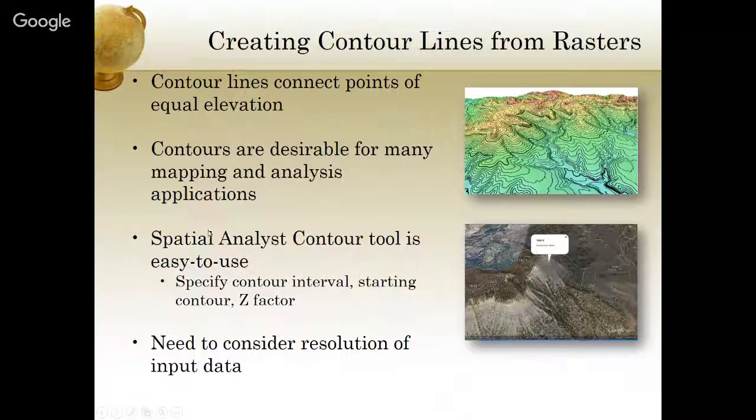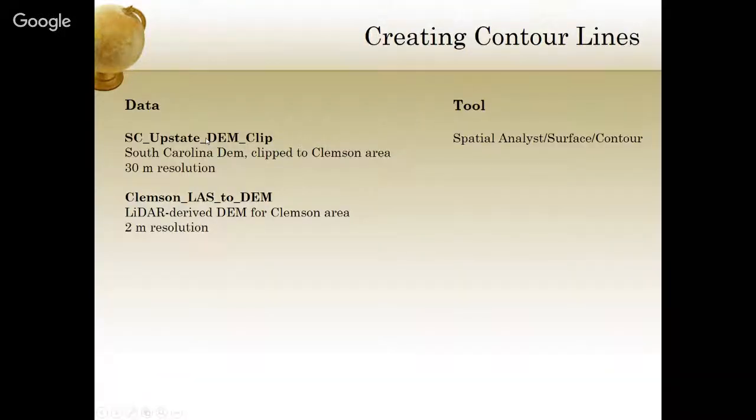The Spatial Analyst contour tool is very easy to use. We just need to specify our contour interval, or the spacing between contours, the starting value, and we can also apply a Z factor. So if our elevation data are in meters, we can output contour lines in feet, and vice versa. We'll take a look at generating contours from two different elevation data sets, one with a 30-meter resolution and another with a 2-meter resolution, and compare the outputs. We'll look at some data here that covers the Clemson area. One is a 30-meter resolution data set, and another is an elevation data set derived from LiDAR with 2-meter resolution. So let's try it out.